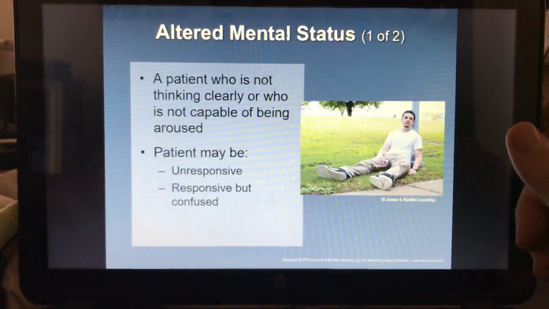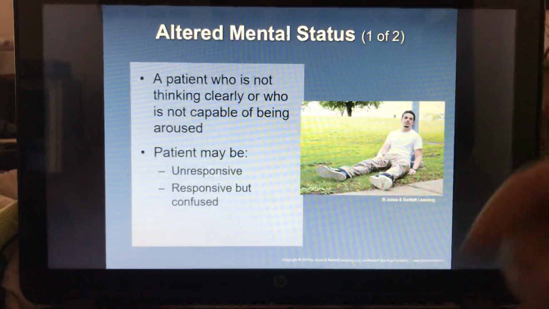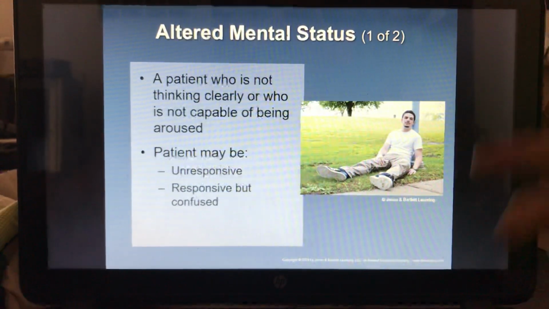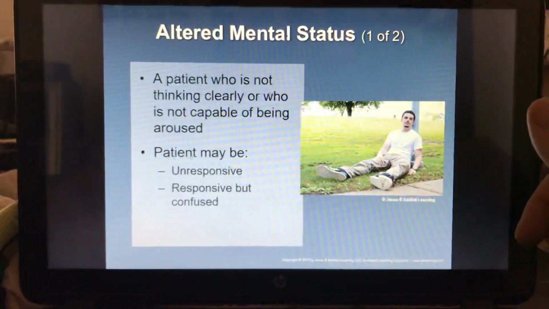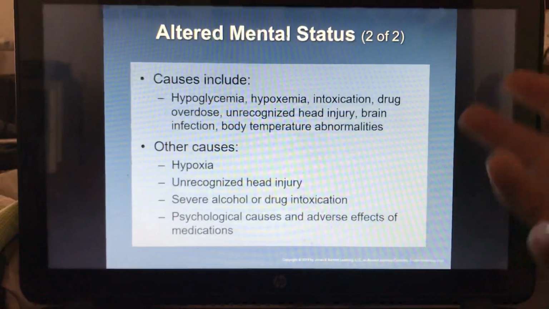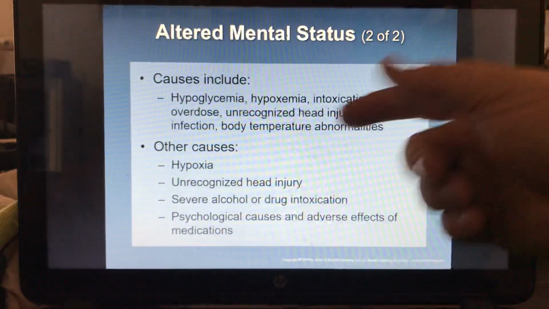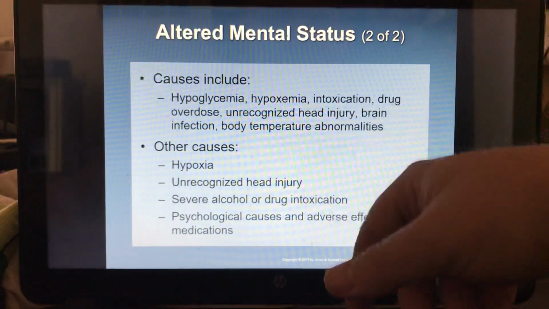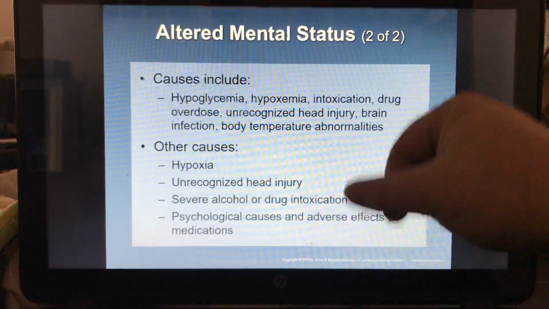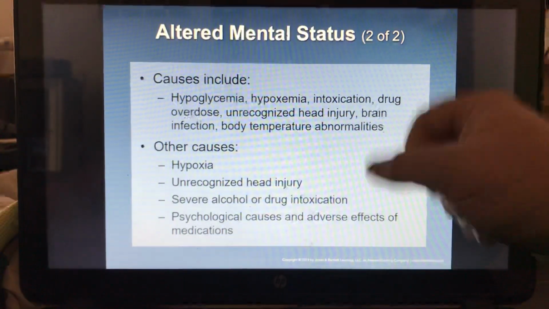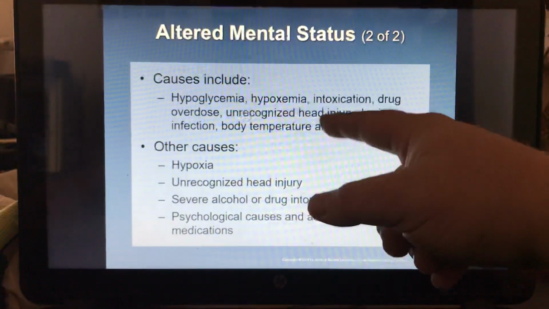Altered mental status, we've kind of touched on that. That's basically an unresponsive patient or a patient who is not alert and oriented times 3. The causes, basically we're talking about that. The hypoglycemia, hypoxemia means they're not getting enough oxygen into the bloodstream. Intoxicated, drug overdose. There could be an unrecognized head injury.